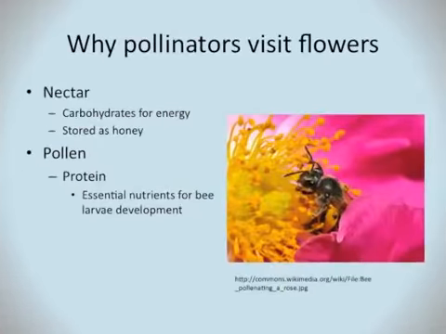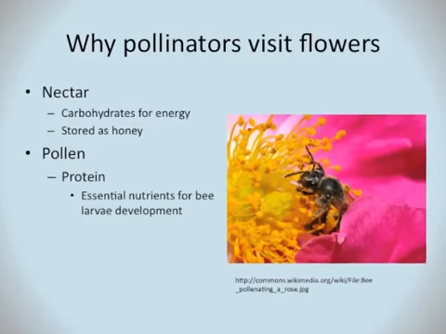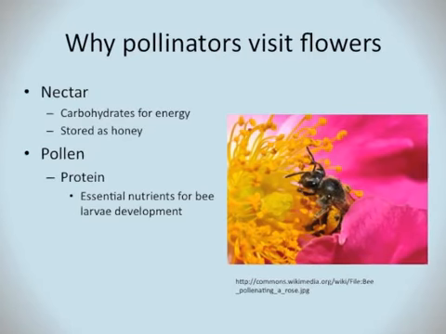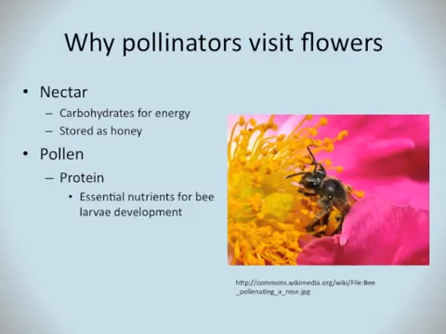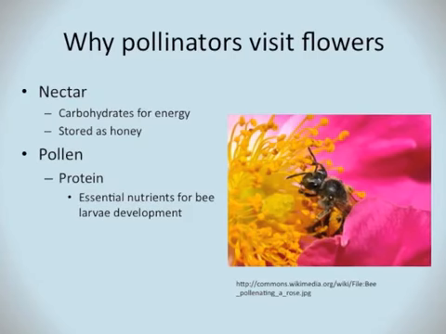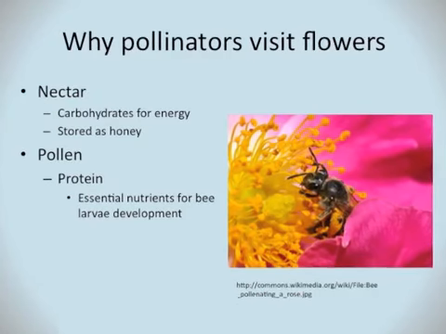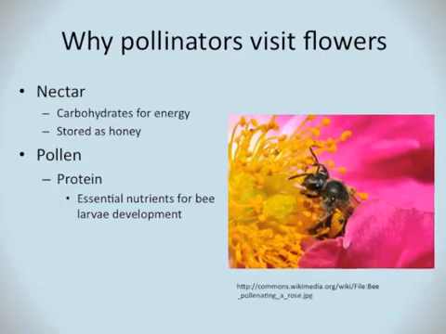Pollinators visit flowers for two primary reasons: nectar and pollen. Nectar is used for carbohydrates, which is converted into energy, and pollen is used for protein, which contains essential nutrients for bee larvae development and other biological functions.